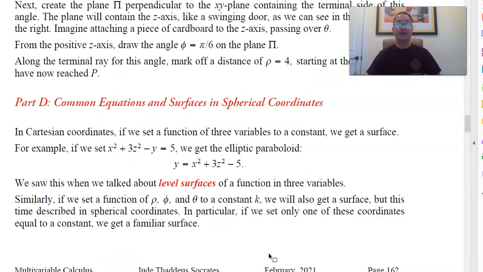Time for us to draw more interesting pictures, namely surfaces in spherical coordinates. The easiest way to create a surface in spherical coordinates is to make an equation, let's say set one of the coordinates to a constant. We saw something like that already in Cartesian coordinates when we set an expression in 3 variables equal to a constant. In this case, I didn't make y very complicated. We can solve for y. Check it out, we get a paraboloid, an elliptic paraboloid. That's a surface in space.